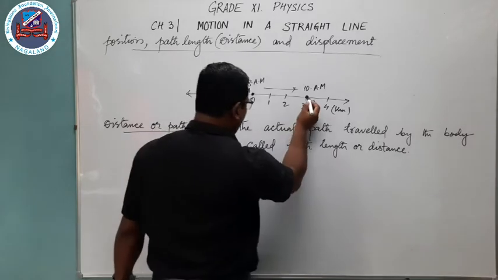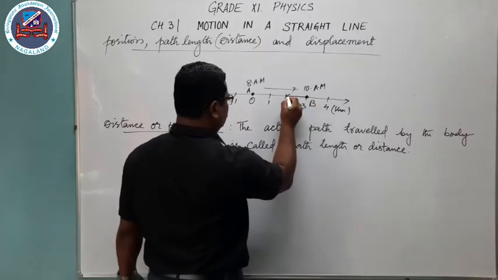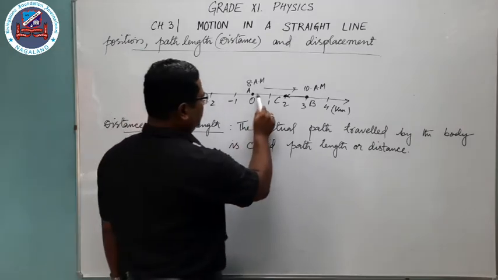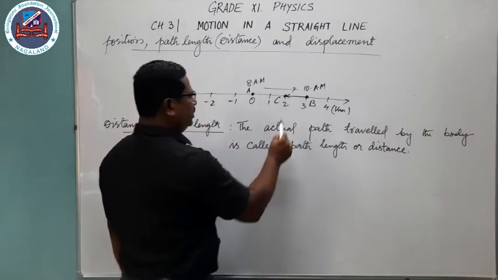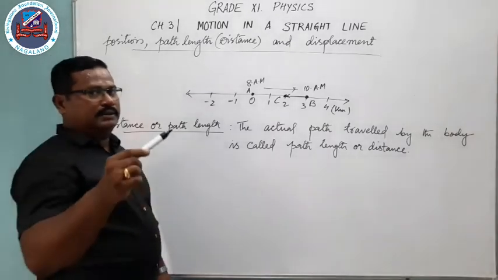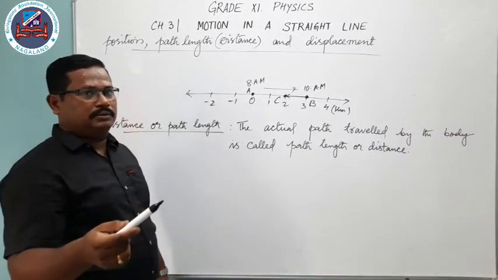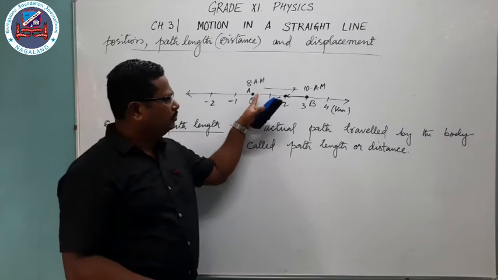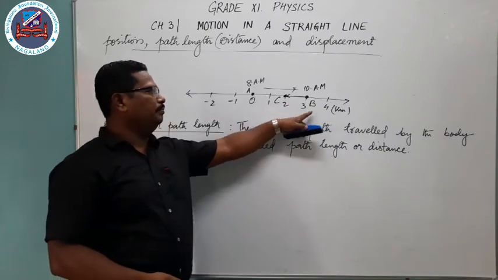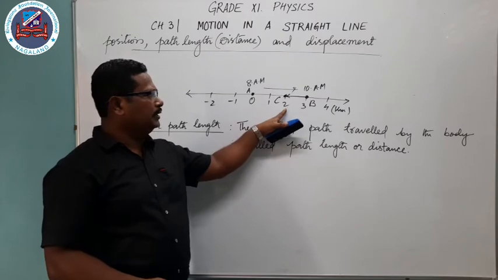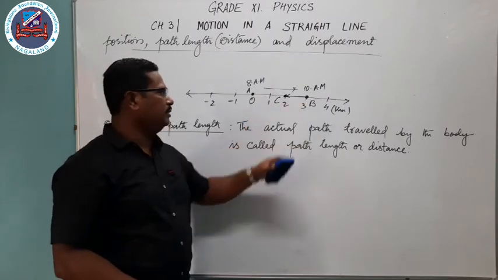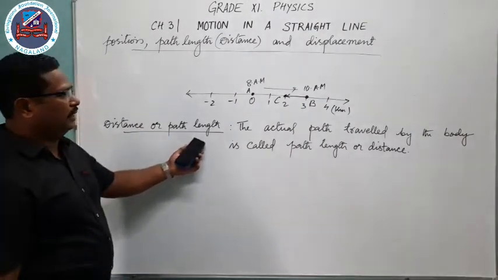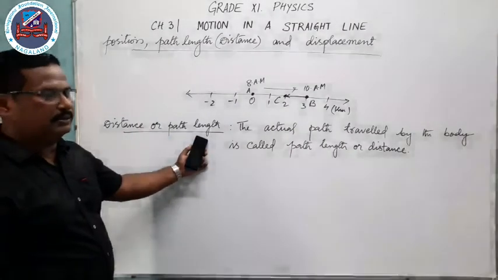Suppose the body did not stop there and then it came back here at 2, at point C, say. Then what will be the path length? Here 3 kilometers and here 1 kilometer. Altogether how much? The total path, we'll have to measure it, the actual path. So from A to B it is 3 kilometers, from B to C it is 1 kilometer. So 3 plus 1 will give us 4 kilometers. That will be your distance or actual path length.